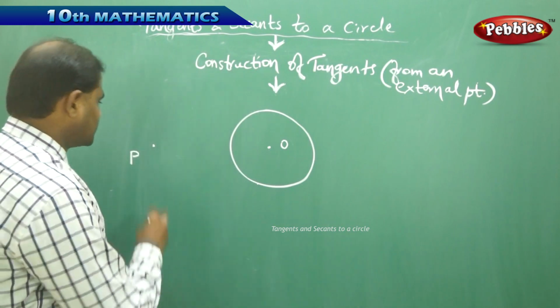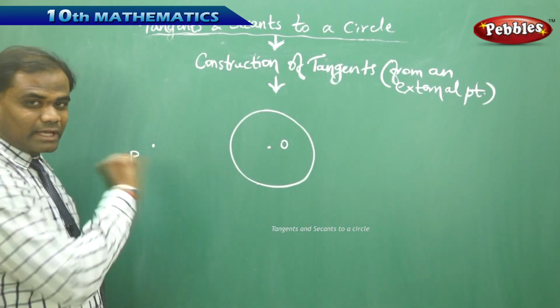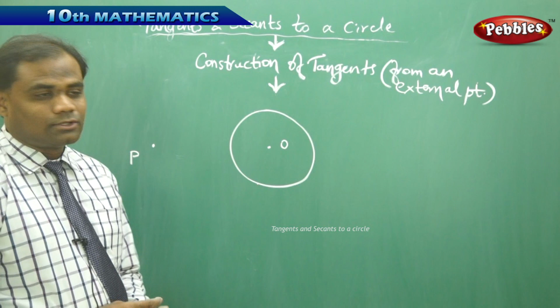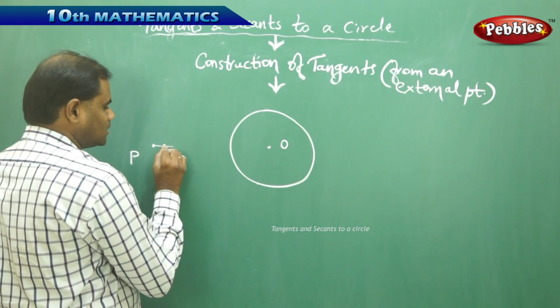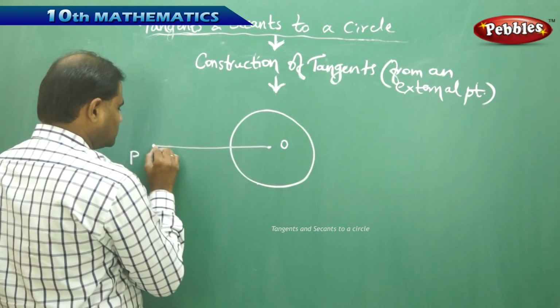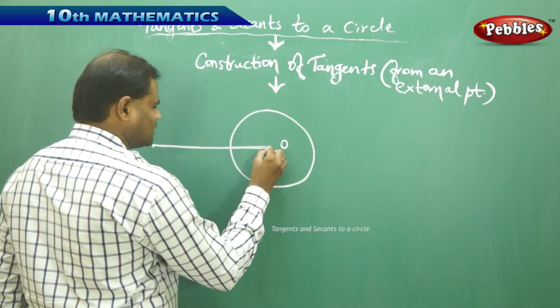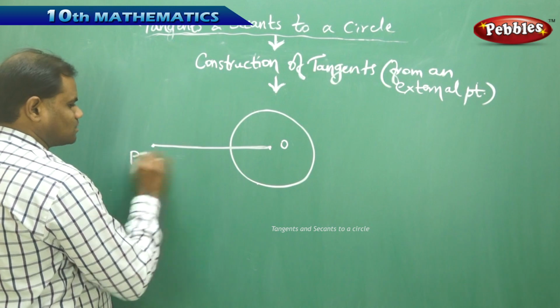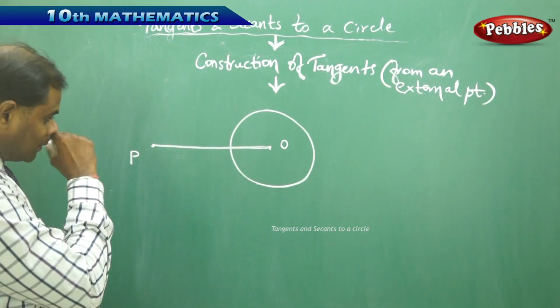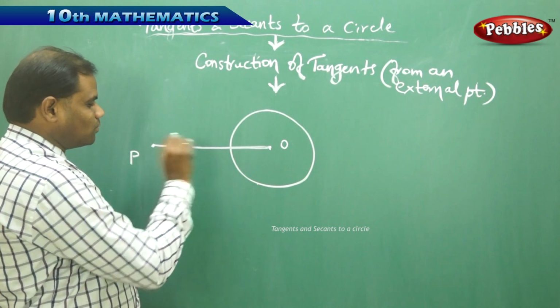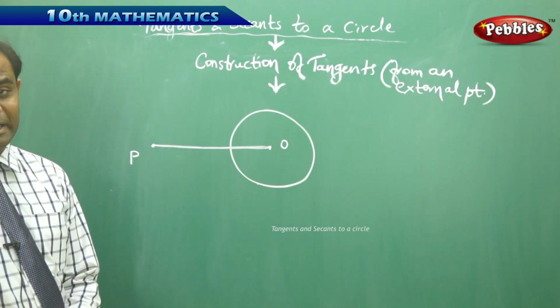Therefore, let's take an external point P from where the two tangents have to be constructed. So here I join the points O and P using a ruler. Joining the points O and P, I get a line segment OP, which is from P to O. Now I find the midpoint of PO using the bisector concept.